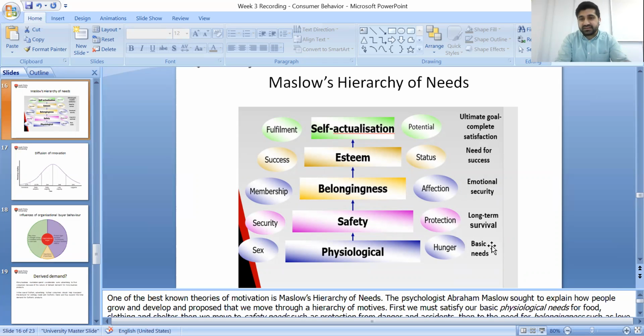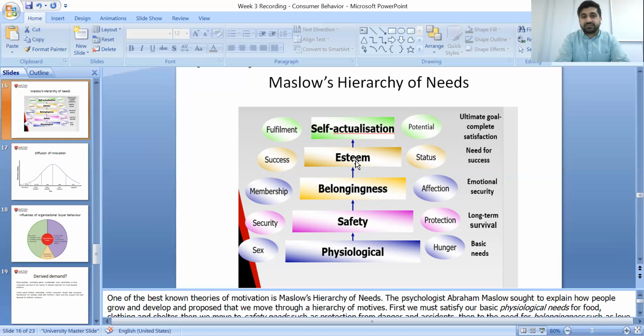Once we get the basic needs, then we have to look after safety. Safety is basically the long-term survival and protection we are looking for. And then we are looking at belongingness. At this stage, we need social security. We need affection, and we are trying to be a part of society. Once we achieve this level, we will be looking at status. At this stage, we will consider ourselves a successful person.